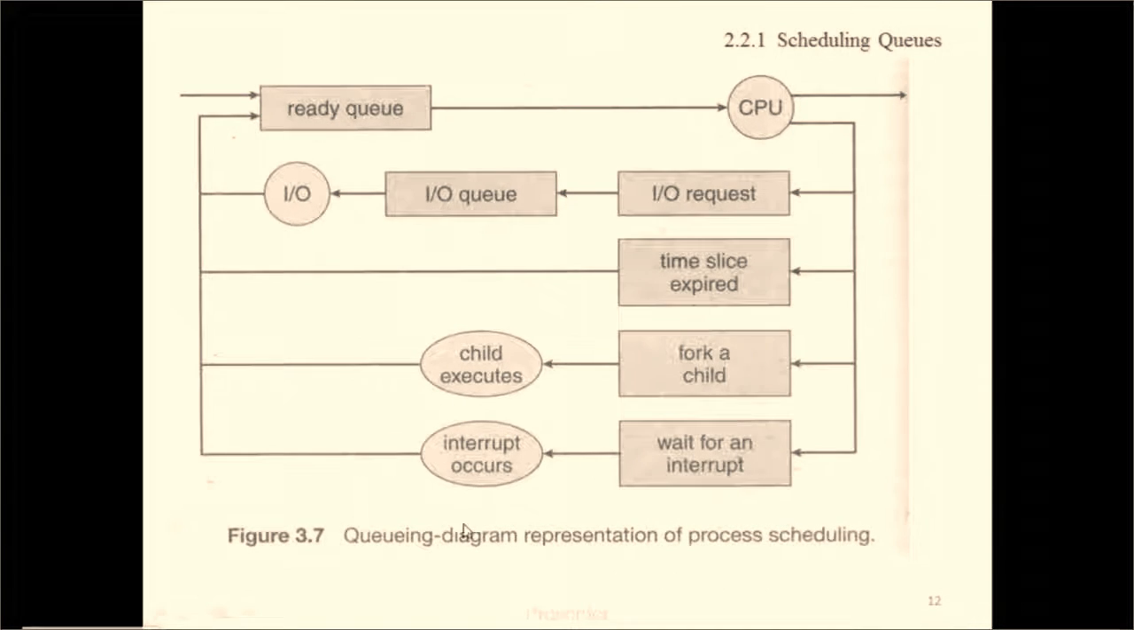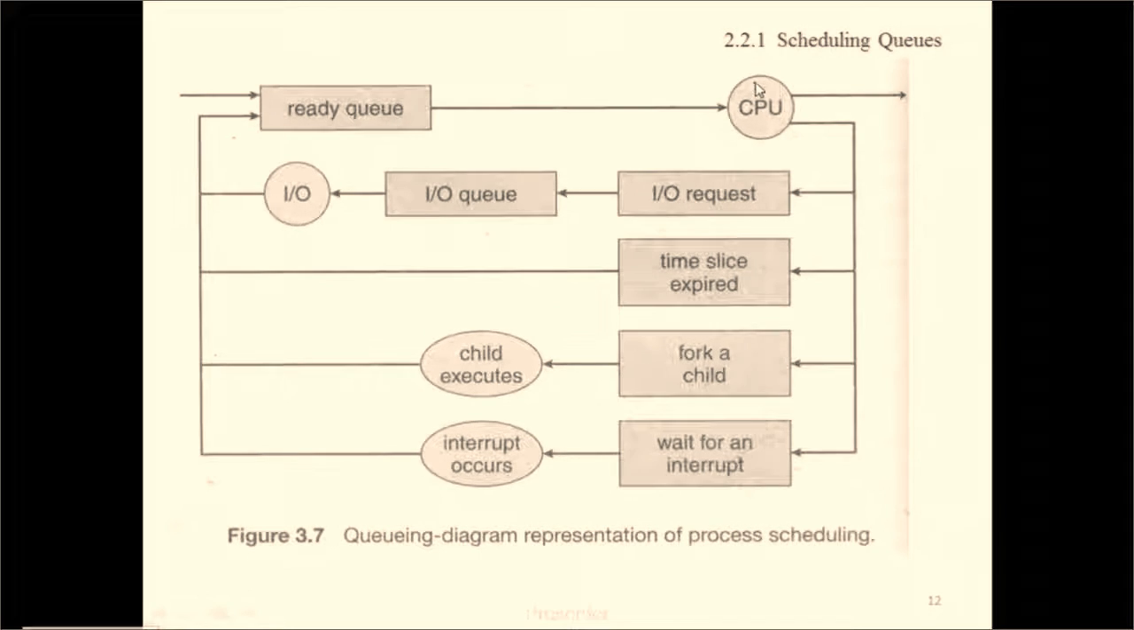Now this is the queuing diagram representation of process scheduling. It's like redrawing the diagram of process state. But let's see it. When a process is created, it is in the new state. From the new state, it is brought to the ready state, goes into the queue of ready processes. In other words, it goes into the ready queue. From the ready queue, it might get scheduled onto the CPU.